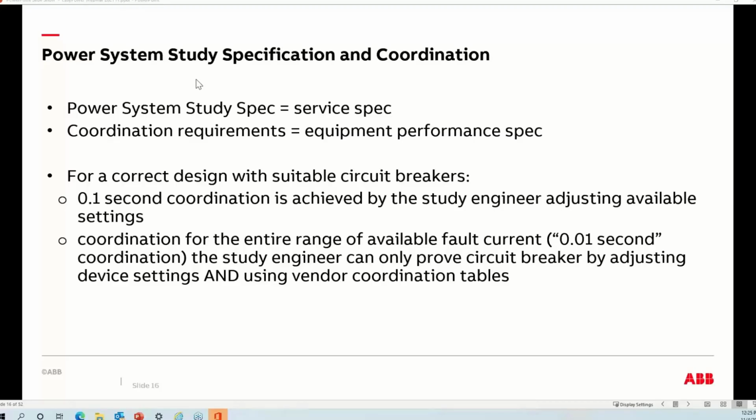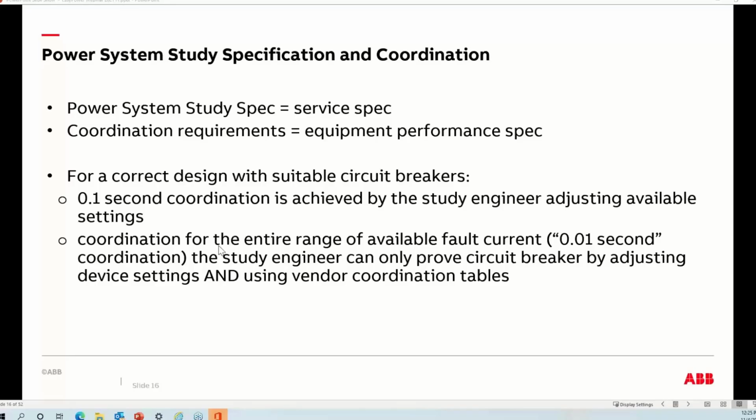The power system study engineer is not going to be able to make everything coordinate if the design doesn't lend itself to the level of coordination required, and the right bill of material breakers aren't part of what the engineer is using to study. So, bottom line here, and this alludes to the points I was making earlier, when we have 0.1 second coordination, it's really achieved, as all these study engineers know, by adjusting any available settings on the breakers you've been given to work with.